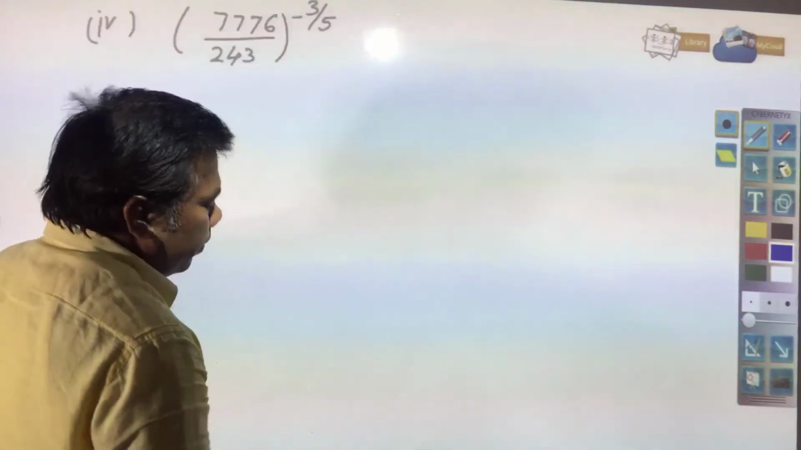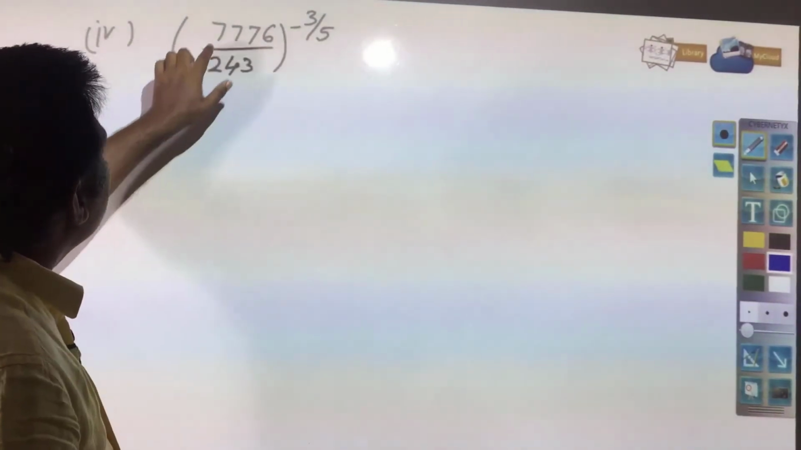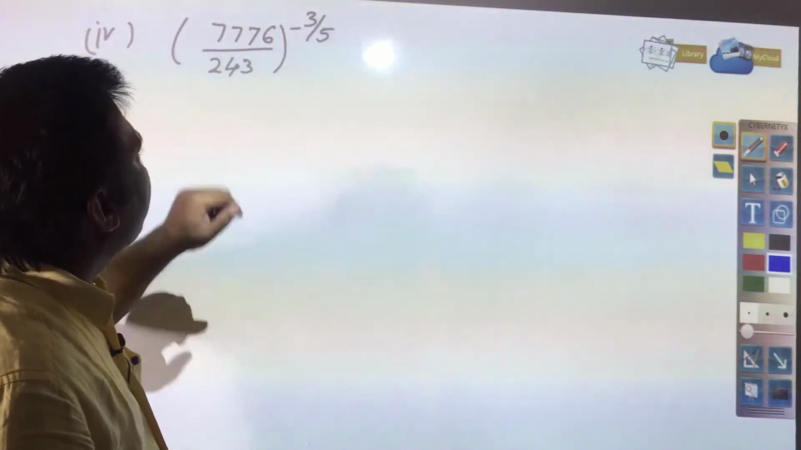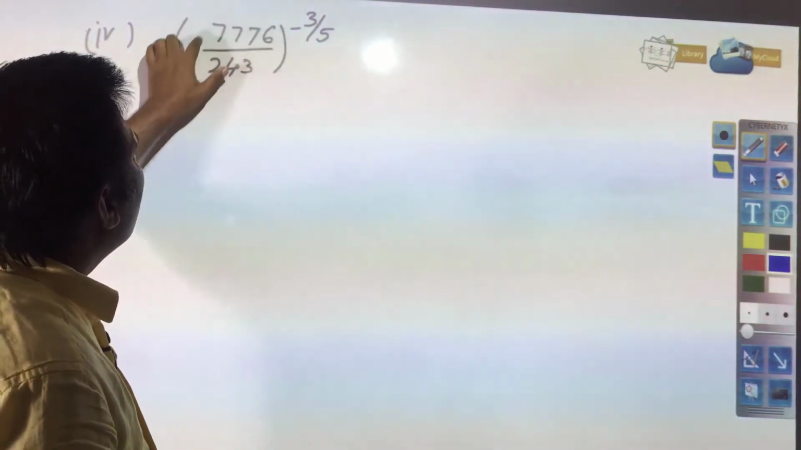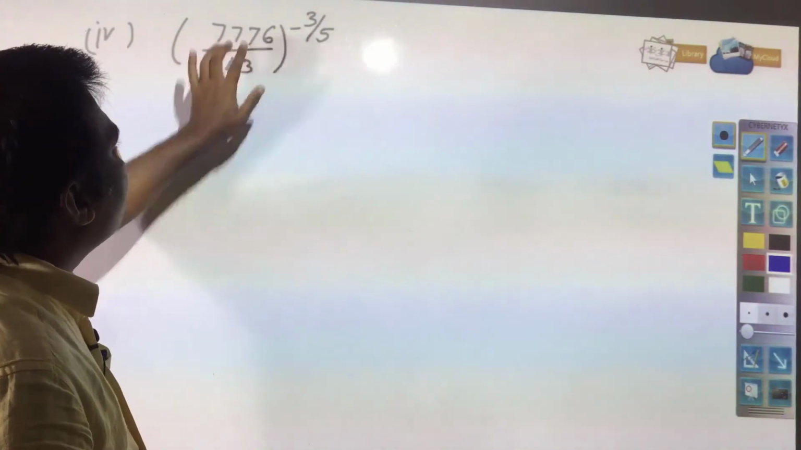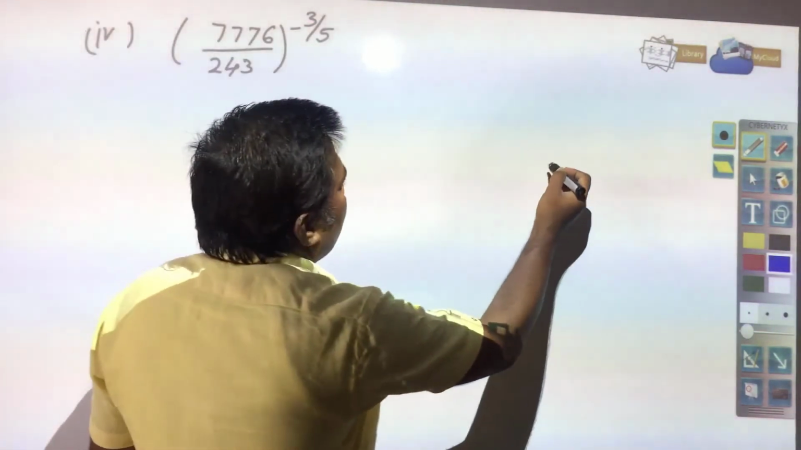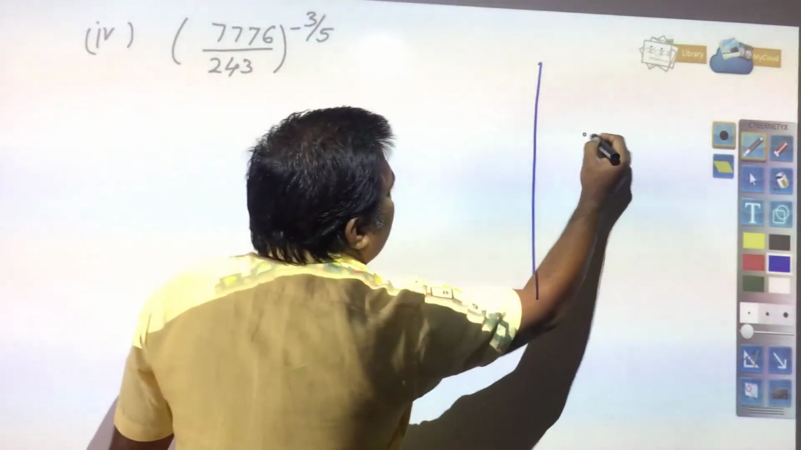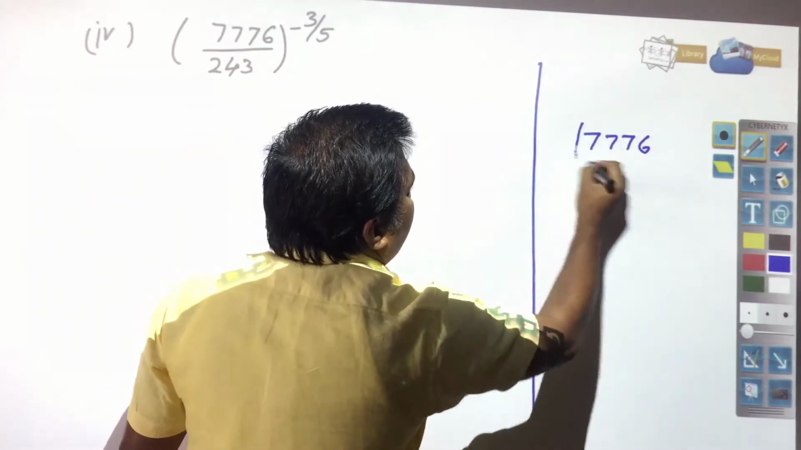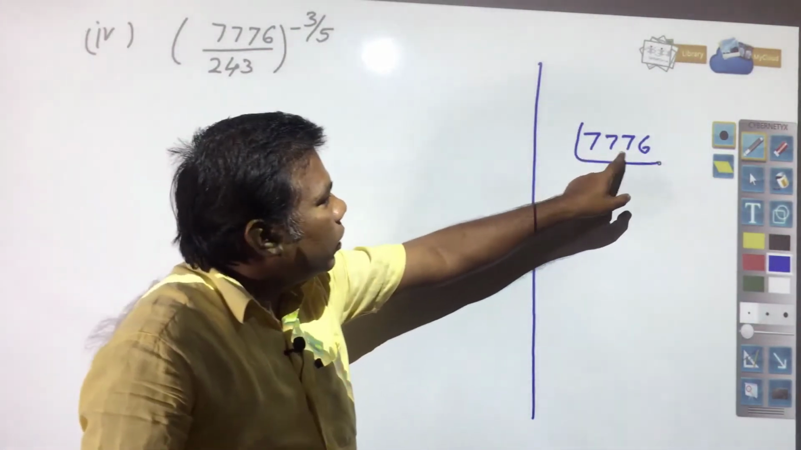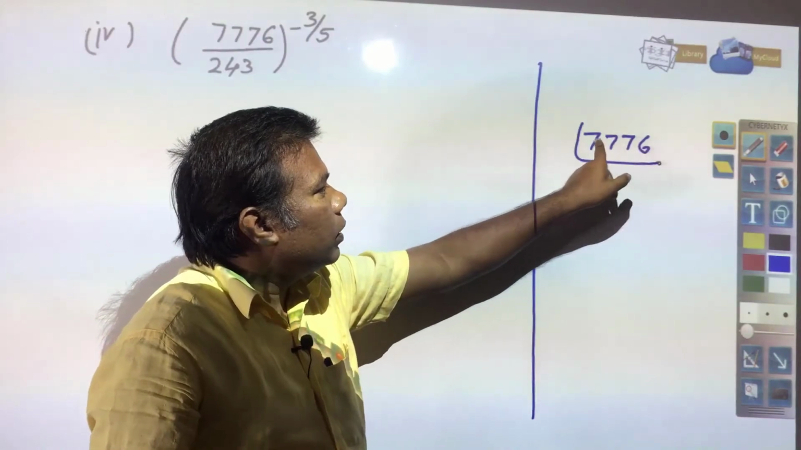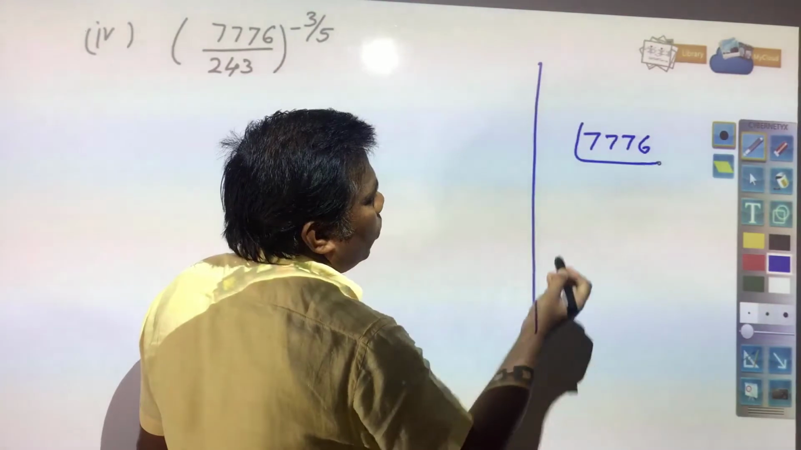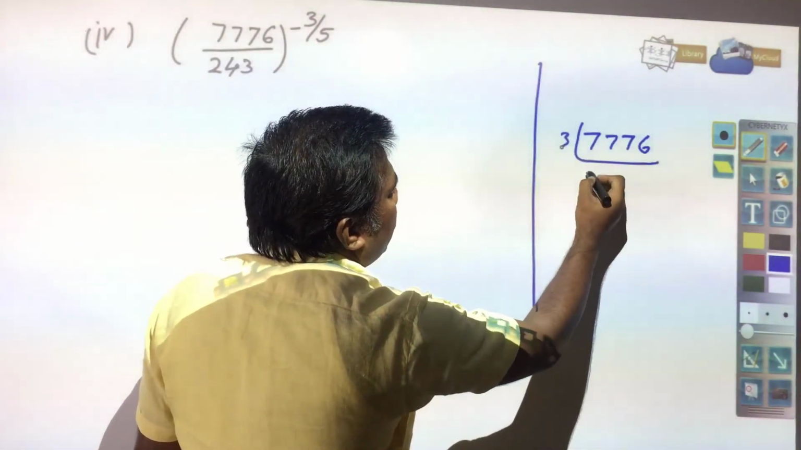Next you see, here you have the question 7776 divided by 243 to the power minus 3 by 5. What we need to do, we need to know how this can be expressed in exponents. So, for that you need to factorize that number. So 7776 you have, you see 3 sevens are 21 and 6, 27. So this must be divisible by 3. Or you can start with 2 also. So 3 twos are 6.